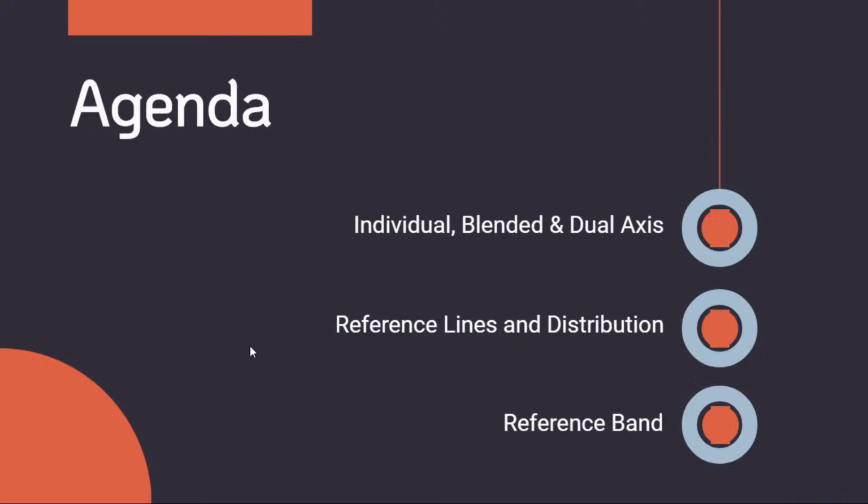Let's get into today's agenda. In the agenda, we are going to learn about individual, blended, and dual axis, three different components of axis, and also three different types of references: reference lines, reference distribution, and reference band. We will also see outlier reduction using references. All four types of references can also be seen with different examples.